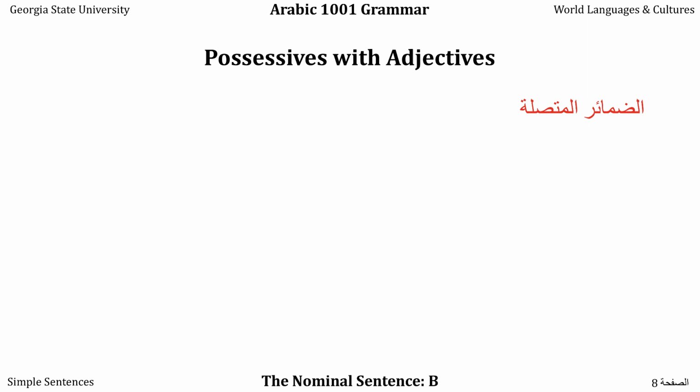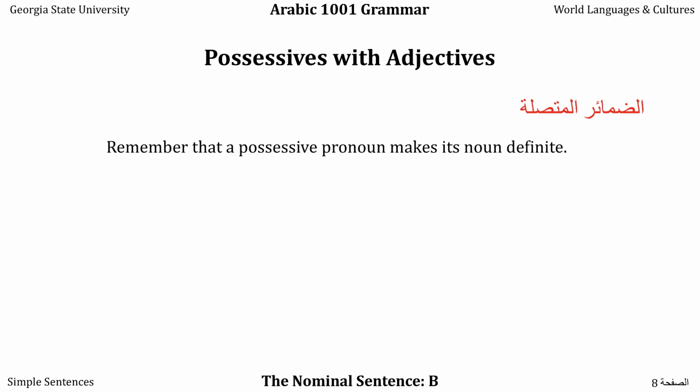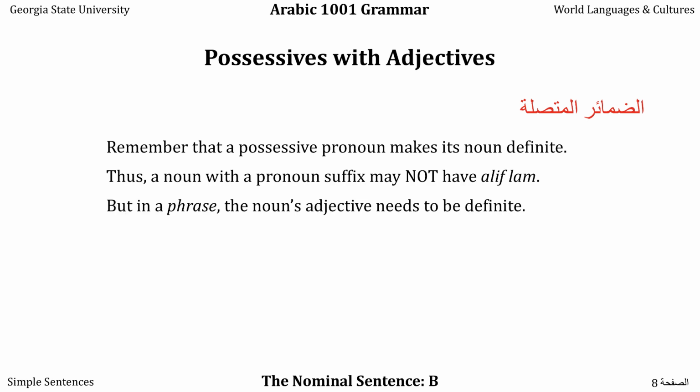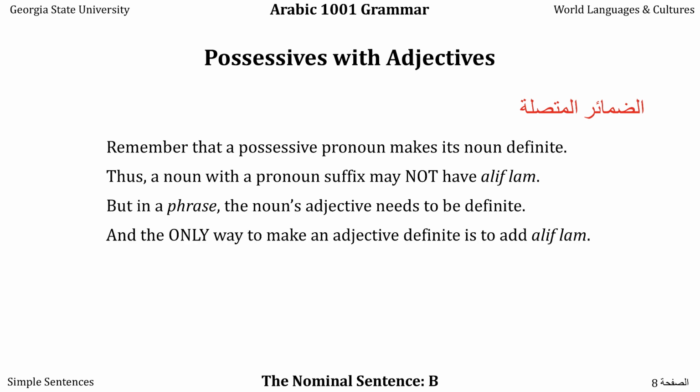Note carefully that we cannot put the possessive pronoun on the adjective. We can only put it on the noun, or sometimes a preposition. Remember that a possessive pronoun always makes its noun definite, so we cannot put alif lam on that noun. But in a phrase, the noun's adjective needs to be definite. If the noun is definite because of its possessive suffix, the adjective needs to be definite as well to make it a phrase and not a sentence. And the only way to make an adjective definite is to add alif lam.